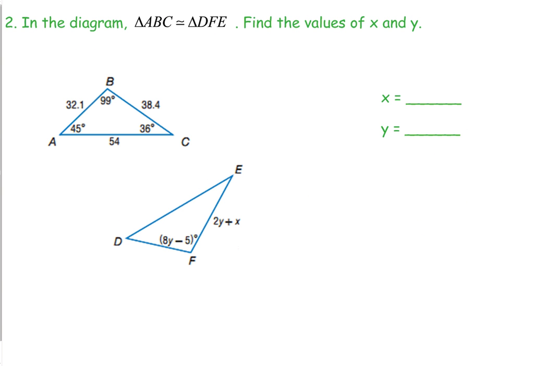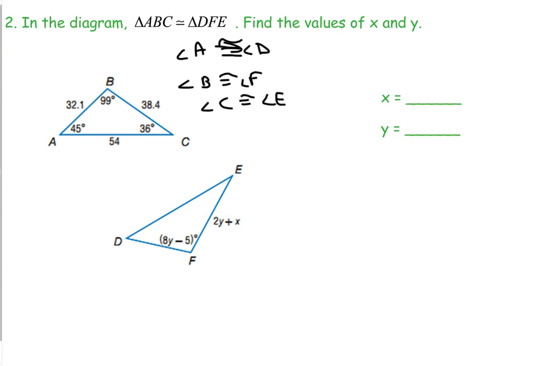So here, ABC matches up with DFE. So A matches up with D, okay? Angle A and angle D, they're congruent. Angle B and angle F are congruent. Angle C and angle E are congruent.